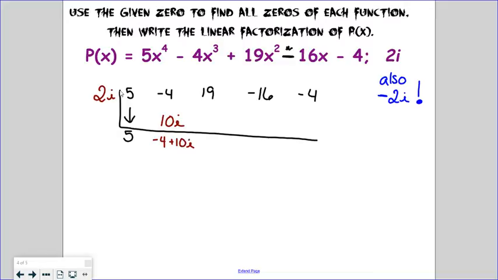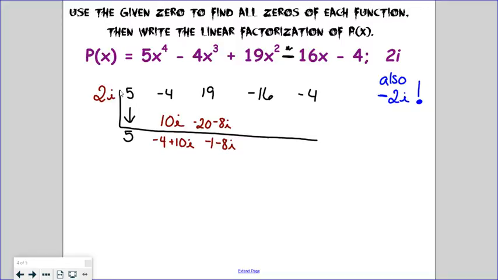And then I will distribute the 2i through that term. So 2i times -4 would be a -8i. 2 times 10 is 20, but i times i will turn it into a -20 because it's a -1. And I combine my like terms, which would be the real numbers. 19 minus 20 would be -1 minus 8i.